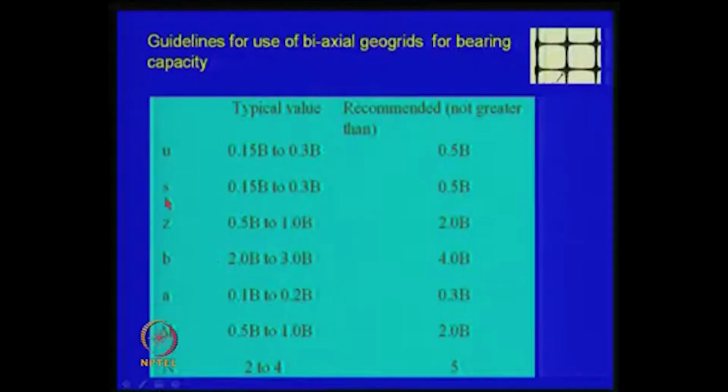Then the spacing between the two reinforcing elements, again 0.5 B, then Z is another number, and B is the width. There are various elements involved here, and the number of elements he says is 5. One need not go by these actual numbers. The fact is that one should be able to cross check and verify, and there are many theories also.